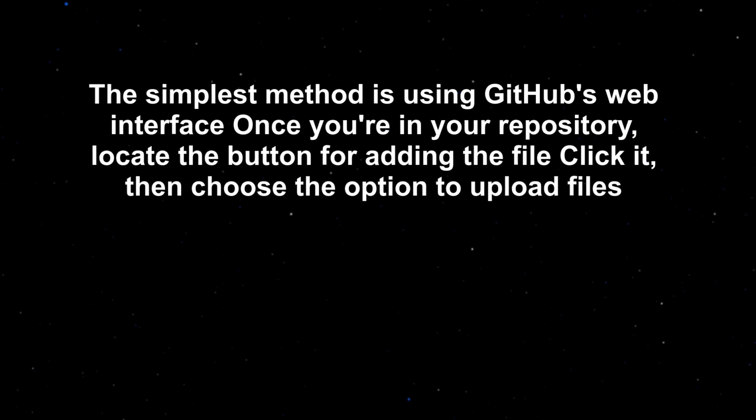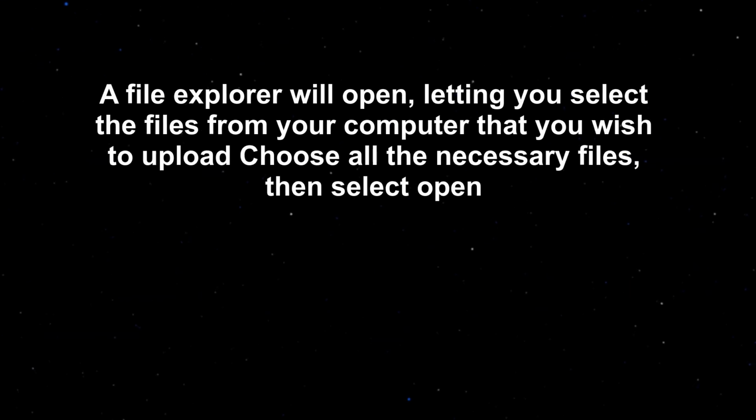The simplest method is using GitHub's web interface. Once you're in your repository, locate the button for adding the file, click it, then choose the option to upload files. A file explorer will open, letting you select the files from your computer that you wish to upload. Choose all the necessary files, then select open.